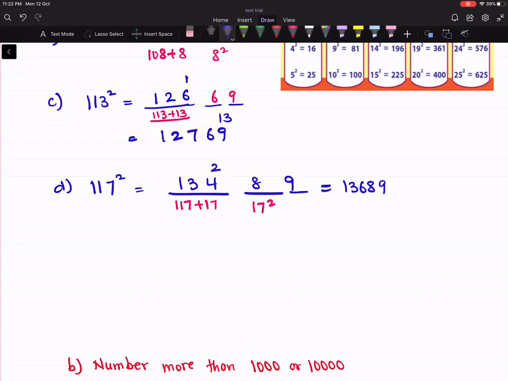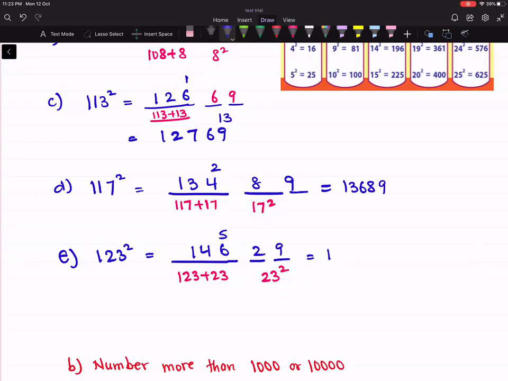13689. Last example in this, if I'm interested in 123 square, you should be aware of what is 23 square. And that's why the first 25 squares are very important. So this is the last digits, coming from 23 square, and this is coming from 123 plus 23, right? Because it's 23 more than 100. So my answer is 146. 23 square is 529. So 29 and 5 is carried forward. So this will be 15129. That's 123 square. Okay.